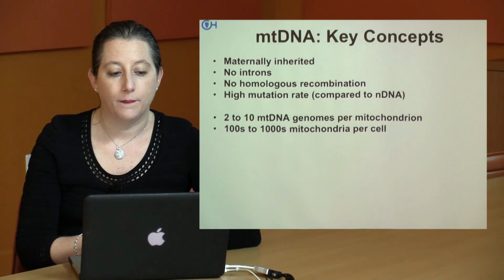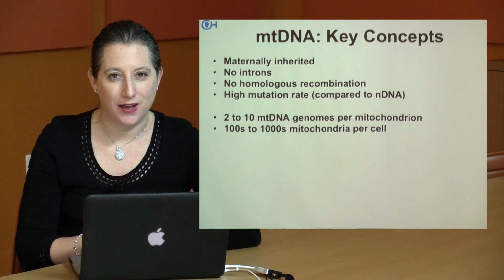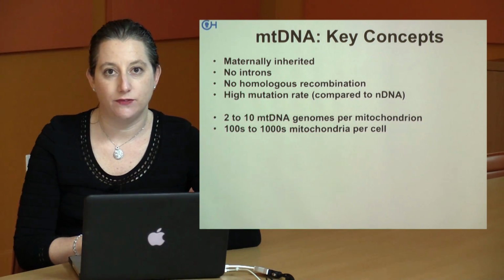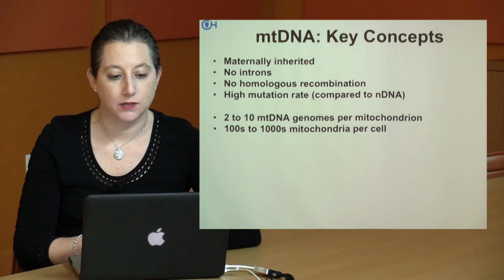There's also quite a lot of mitochondria and mitochondrial DNA within every single cell. Within every mitochondrion, there is at least a couple and up to 10 different mitochondrial DNA genomes. Within every cell, there are hundreds to thousands, and in the oocyte, more than 100,000 copies of mitochondria.